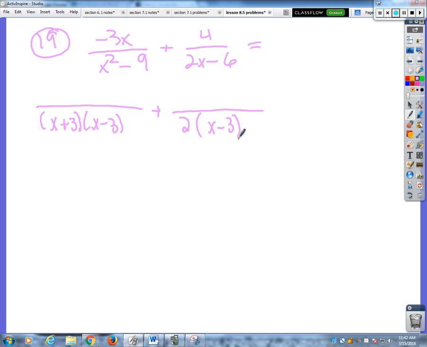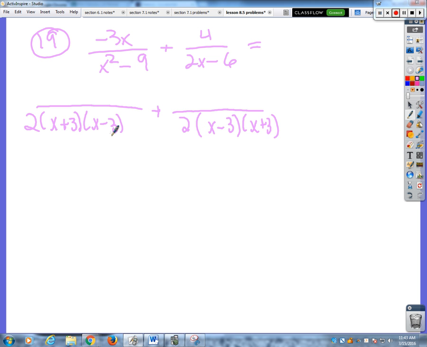Okay, so what's my common denominator going to be? Ooh, x plus 3, x minus 3 squared? Nope. 2, because this has a 2, so this one needs a 2 also. And then x plus 3, because this one has an x plus 3, so this one needs an x plus 3 also. And then x minus 3, but they both already had one of those, so I don't need to change it, right? So everything's got to be in there for the denominators of both.